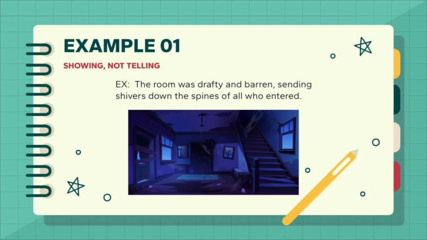Being descriptive not only gives a reader an experience, it also encourages the reader to be curious about what's going to happen next, and encourages them to dive further into the story.